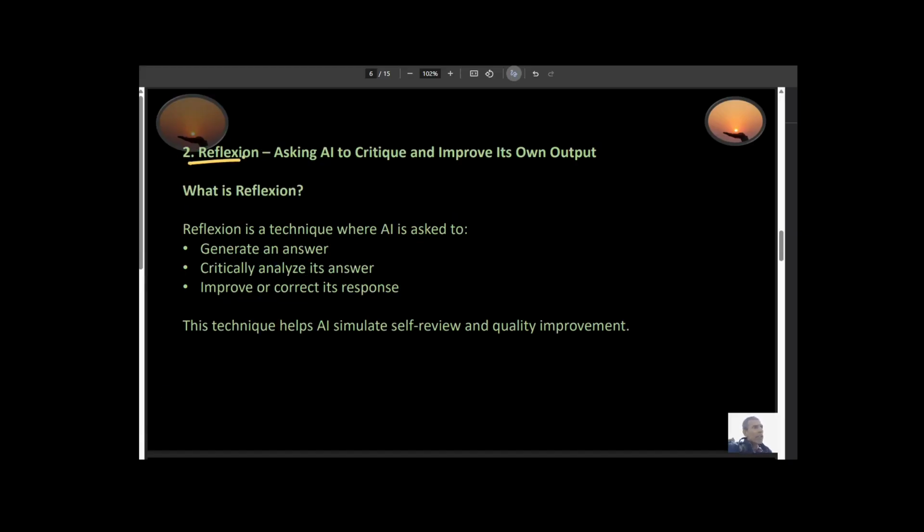Then you have reflection. It's basically asking AI to critique and improve its own output. So reflection is a technique where you're asking AI to generate an answer, critically analyze its own answer, and then improve or correct its own response. This technique helps AI simulate self-review and quality improvement. Think of it as self-reflection. Basically, AI is giving an answer and analyzing its own answer, reflecting on its own choices.